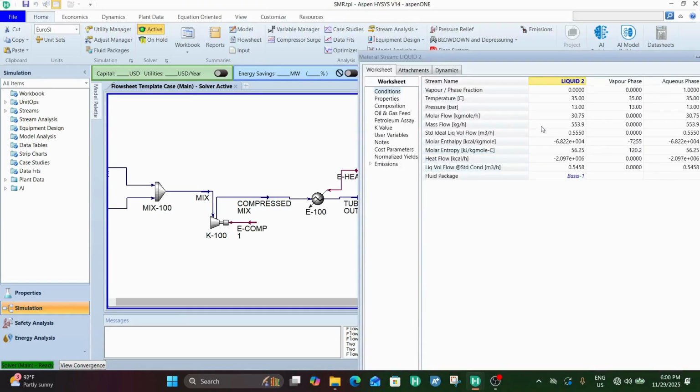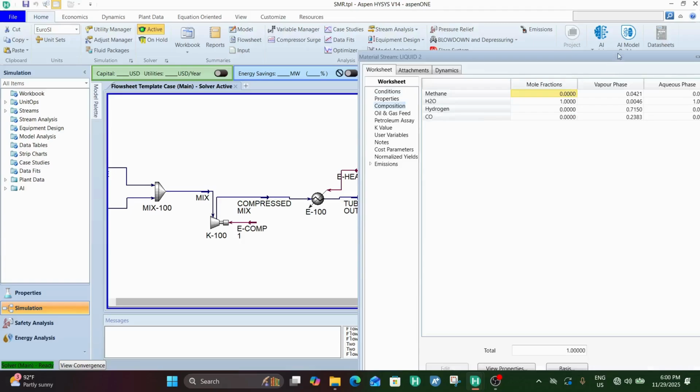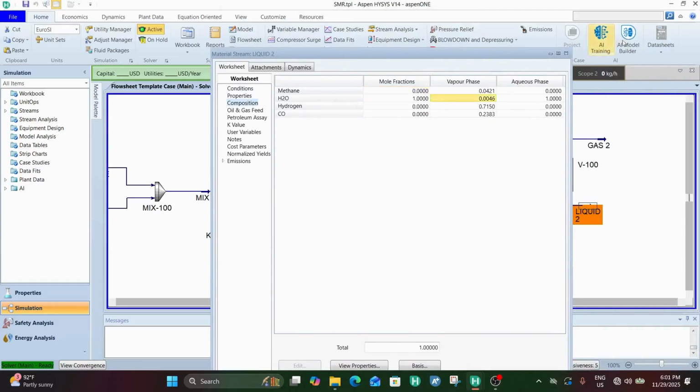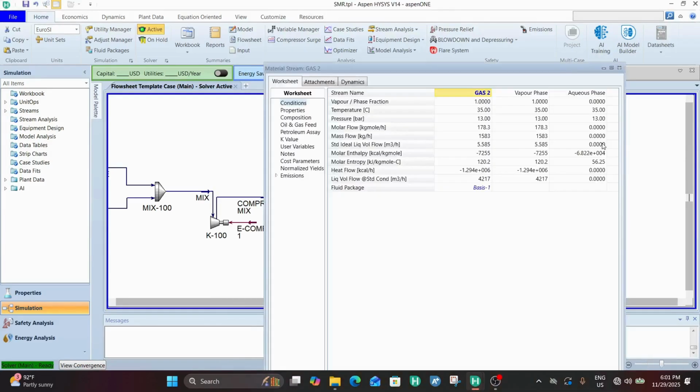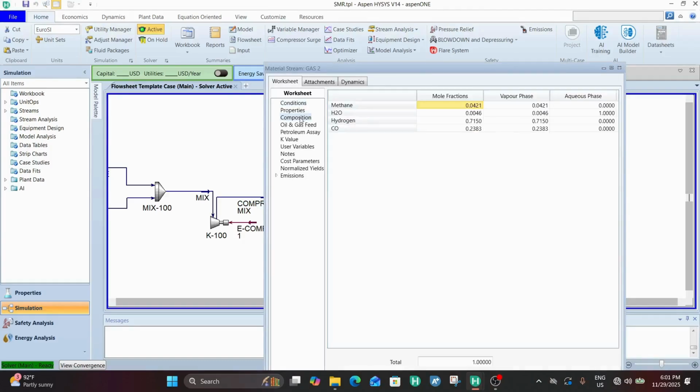Alright, so at the bottom we have 30.75 kilogram per hour, and we predominantly have water, 100% water. For the tops, we have 178.3 kilogram per hour, and we have a hydrogen purity of 71.5%. So we are a little bit short on our purity benchmark, unfortunately.